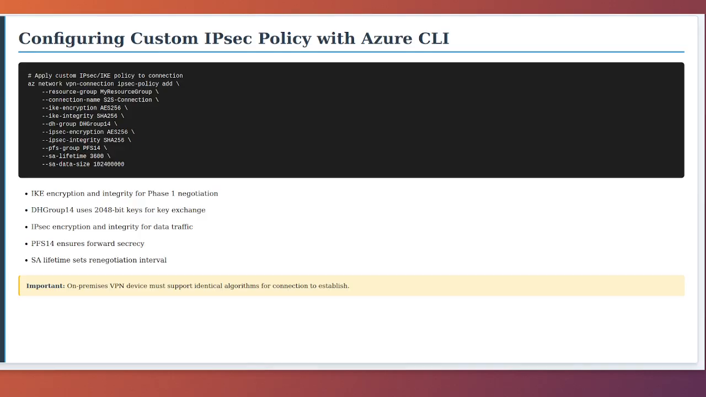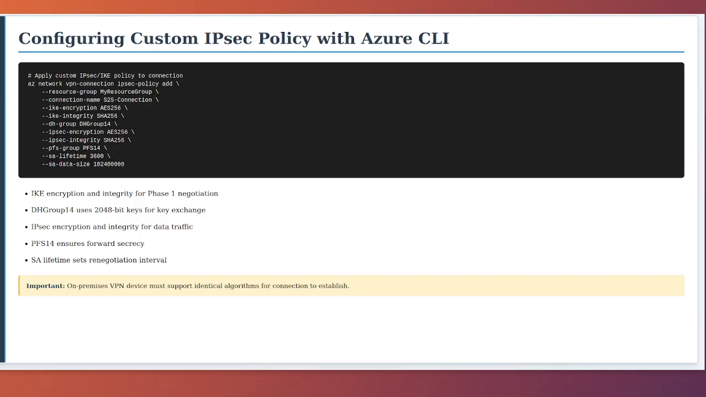The command uses az network vpn-connection ipsec-policy add to attach a custom policy to an existing VPN connection. The resource group parameter specifies which resource group contains the connection. The connection name parameter identifies the specific VPN connection to modify, here shown as S2S connection. This allows you to apply different policies to different connections if you have multiple site-to-site VPNs.